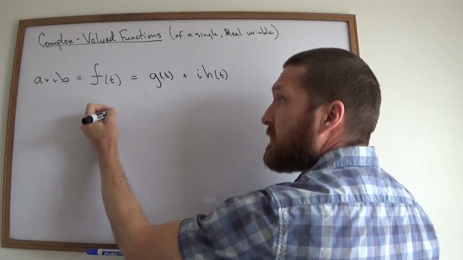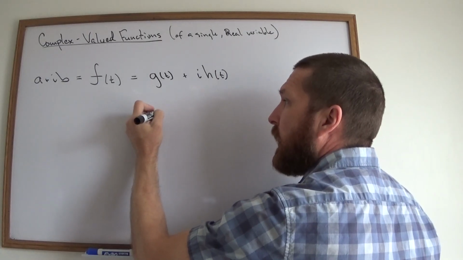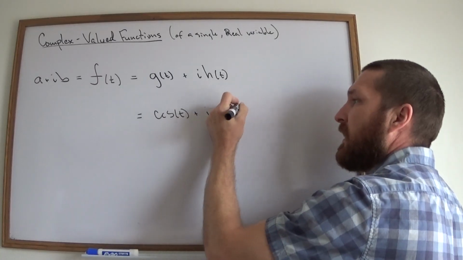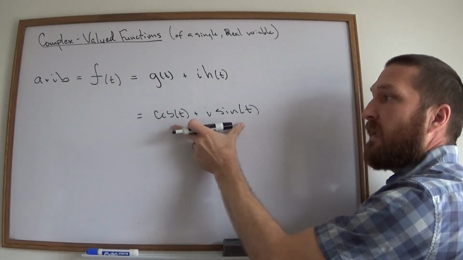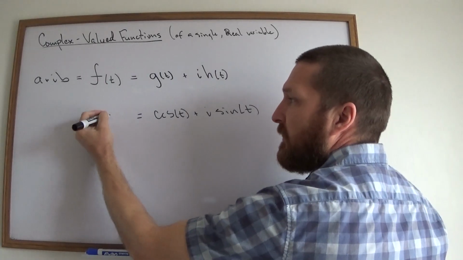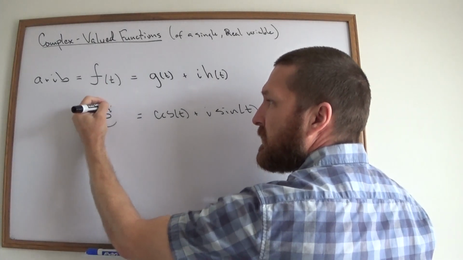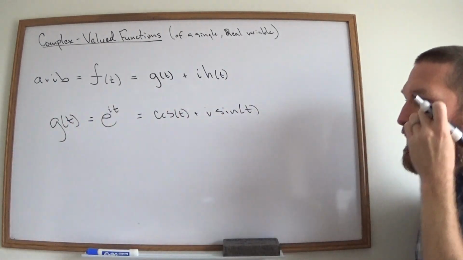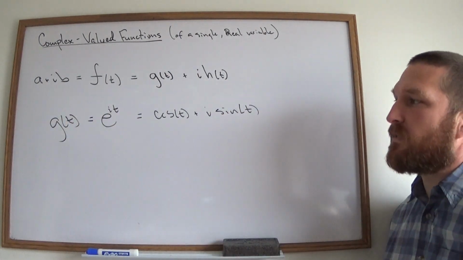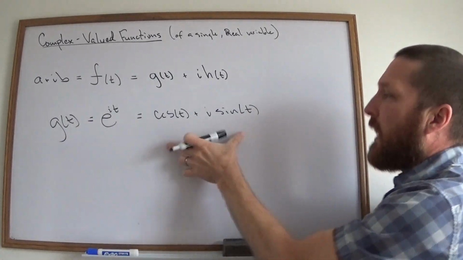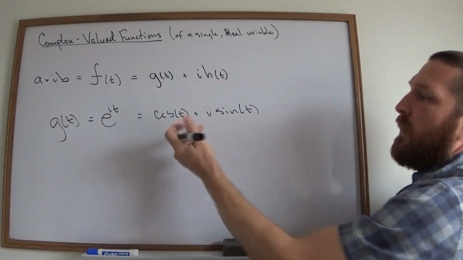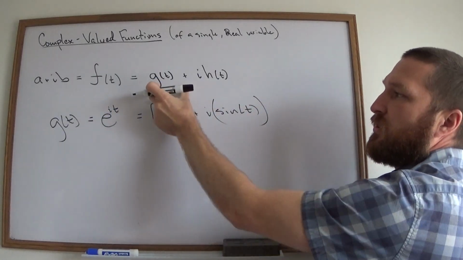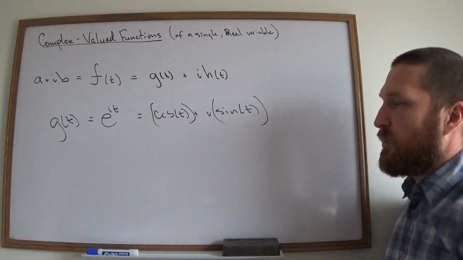So, for instance, here's one that you know. Cosine t plus i times sine t, that's a complex number, and that function is e to the i t. So we've already seen something like this, we just haven't made it explicit. You plug in a real value, out pops a complex value. And here we can see it's the same thing as having two functions here. One function g, and one function h.